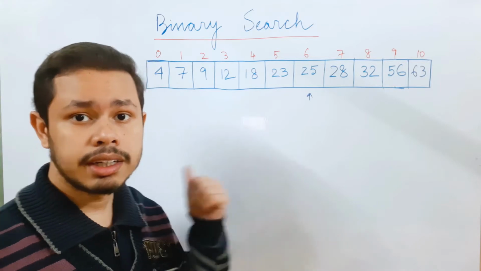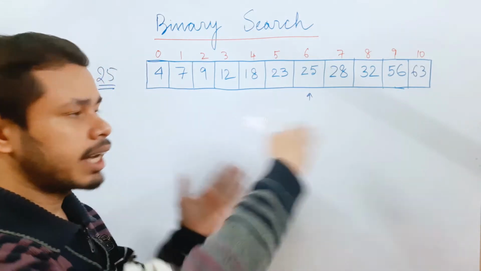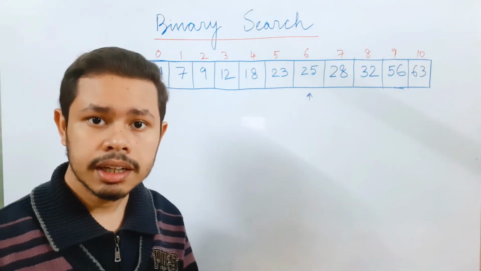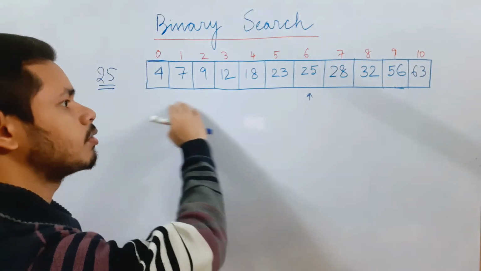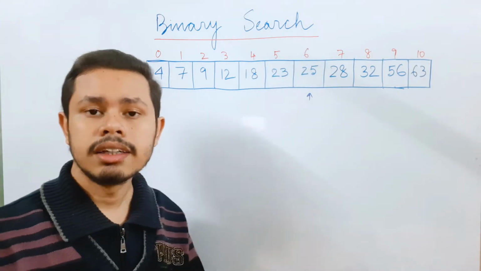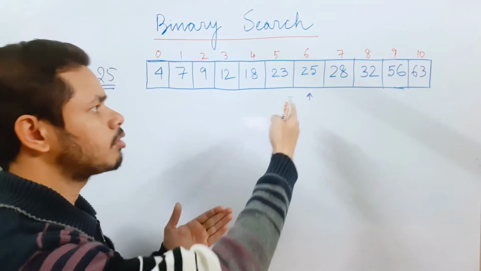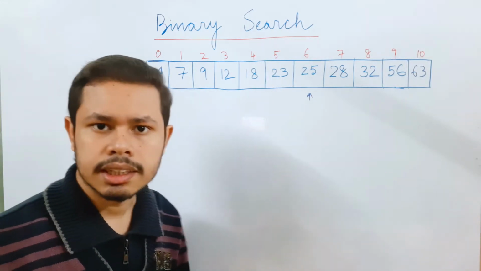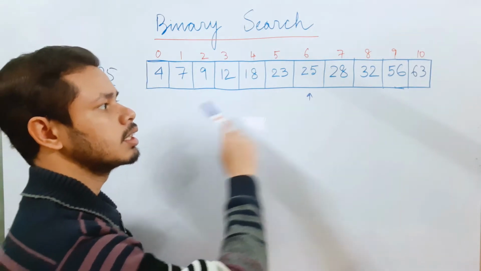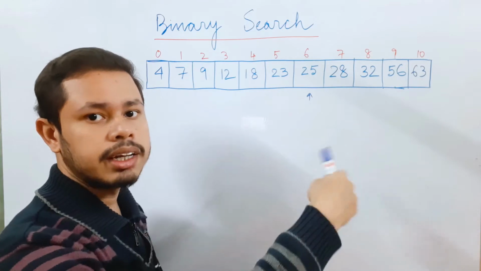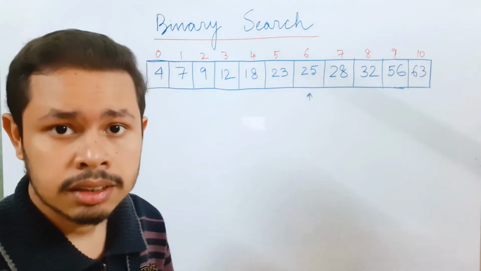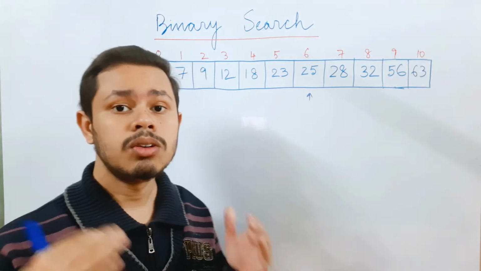The simplest way to find this element is just scanning the array from left to right, and whenever I find the element 25, we'll return the index. So I scan the array from left to right, I get the element 25 at index 6 and I'll return 6 as my result. So what will be the time complexity? I scan every element. In the worst case, the element can lie at the right-hand end. So the time complexity would be order of n, which means linear time. This is how normal search works.